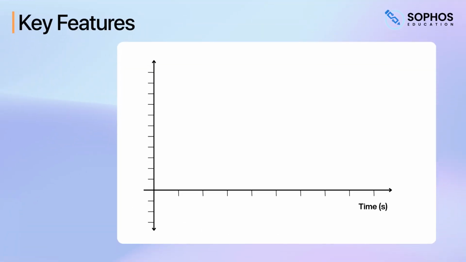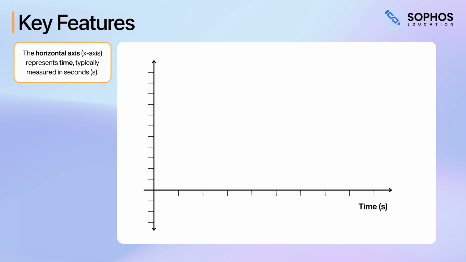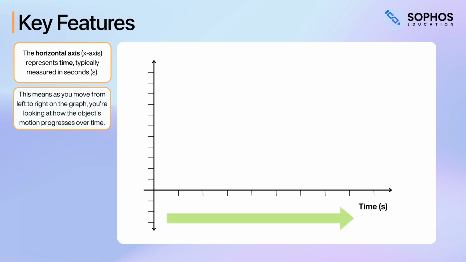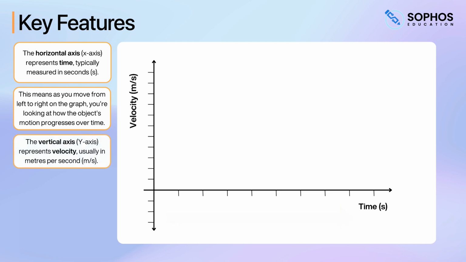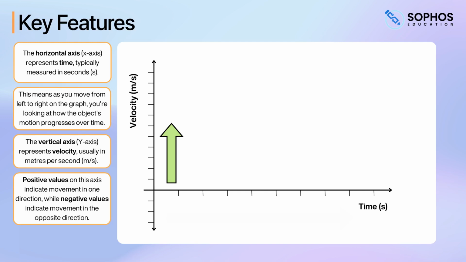The first feature we'll look at is axes. The horizontal axis, known as the x-axis, represents time, typically measured in seconds. This means as you move from left to right on the graph, you're looking at how the object's motion progresses over time. The vertical axis, or the y-axis, represents velocity, usually in meters per second. Positive values on this axis indicate movement in one direction, while negative values indicate movement in the opposite direction.